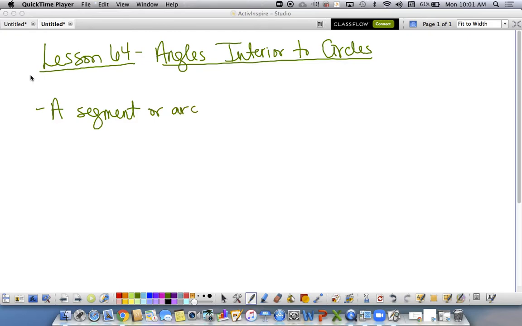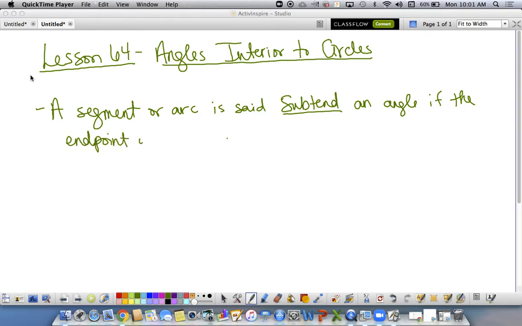A segment or arc is said to subtend. That's our definition. What in the world does subtend mean? It subtends an angle if the endpoints of the segment or arc lie on the sides of the angle.